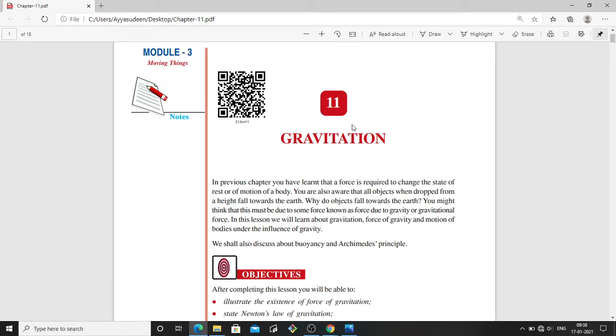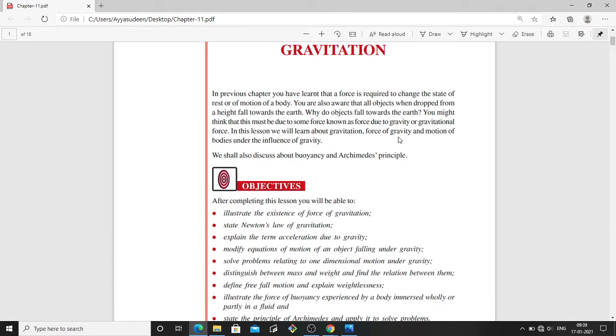So, last class we completed chapter 10 and today we will be seeing chapter 11, gravitation. All of us must know what is gravitation. On the earth, if you drop an object from a height, it falls towards the earth. This is due to some force that is called gravity or gravitational force.